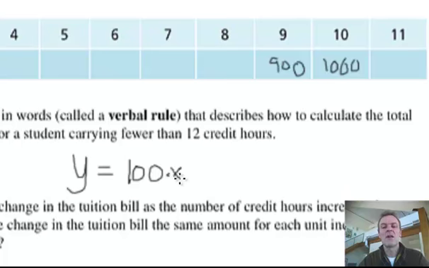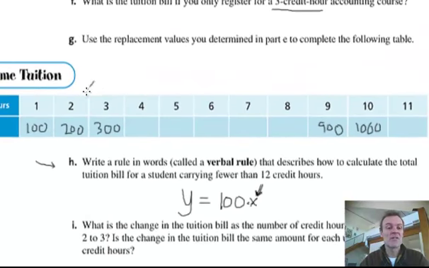100x. If x is going to be our input, which is the number of credit hours, can you see, if I put 1 there, then y is going to be 1 times 100. It's 100. If I put 2 there, when x is 2, again, all of this, the x's and the y's. So if I put 2 there, I get 2 times 100, which is 200.